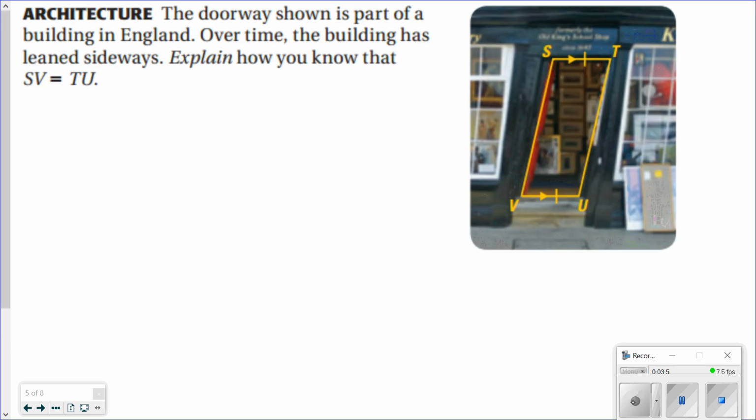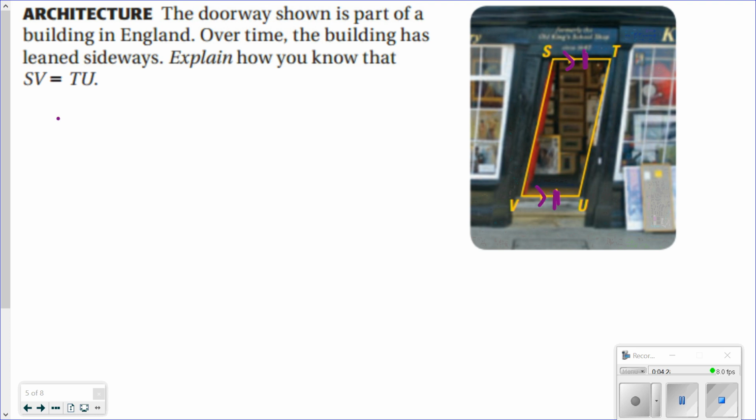The doorway shown is part of a building in England. Over time, the building has leaned sideways. Explain how we know that SV is equal to ST. In our picture, we see that ST is the same length as VU, and we also see that ST is parallel to VU. Is this enough information to prove that this quadrilateral is a parallelogram? And the answer is yes.